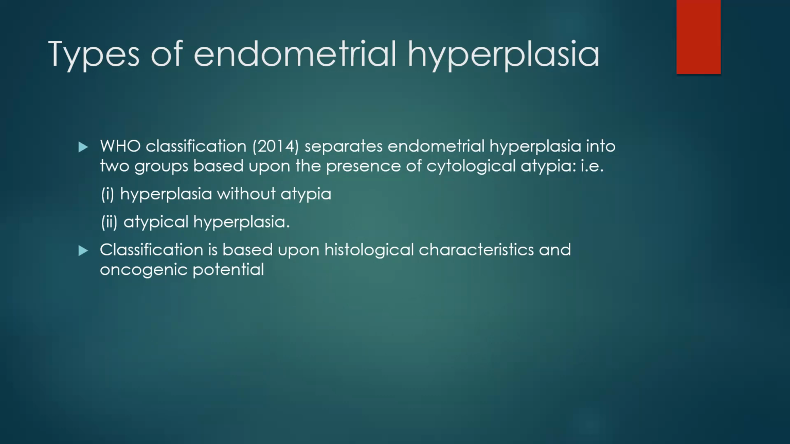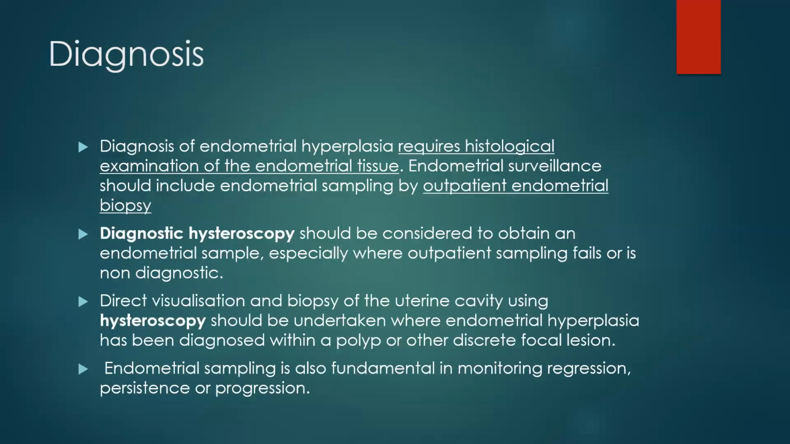So, types of endometrial hyperplasia: the WHO classification 2014 separates endometrial hyperplasia into two groups based upon the presence of cytological atypia, because previously the 1995 classification divided it into 4 categories. Now, from 2014, there are 2 categories: hyperplasia without atypia and atypical hyperplasia. Classification is based on the histological characteristics and oncogenic potential.